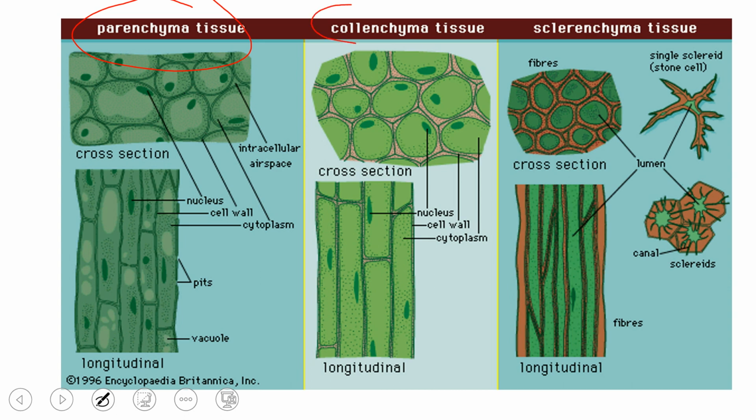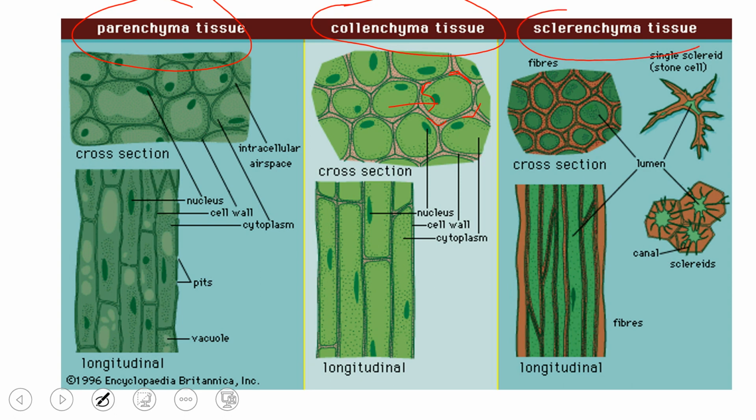The second type of tissue here is the collenchyma tissue. In the collenchyma tissue, they have thick cell walls. So these cells have thick cell walls, but they are still living cells. You can see the nucleus, you can see the cytoplasm. These cells have thick cell walls at the corners of the cells, and still living.